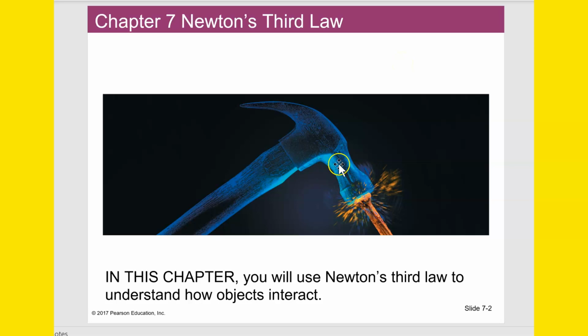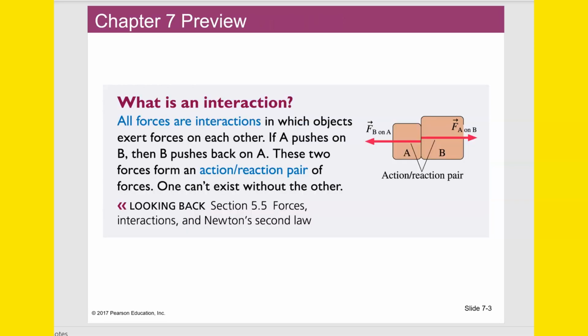So if the mass of the hammer is bigger, the acceleration of the hammer is going to be smaller. The force is going to cause a smaller acceleration on the hammer than the nail. If it has a smaller mass, it's going to cause a larger acceleration on that nail. I hope that makes sense to you. Let's keep going. So here's a preview.